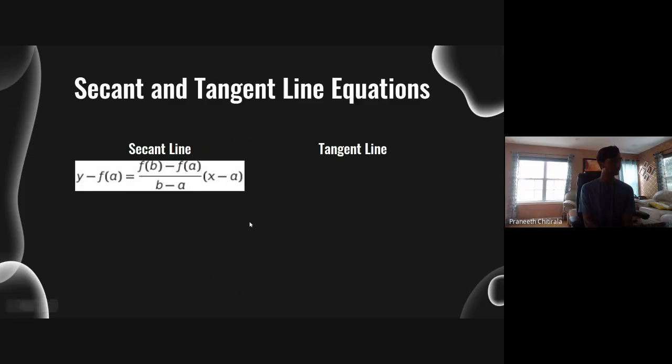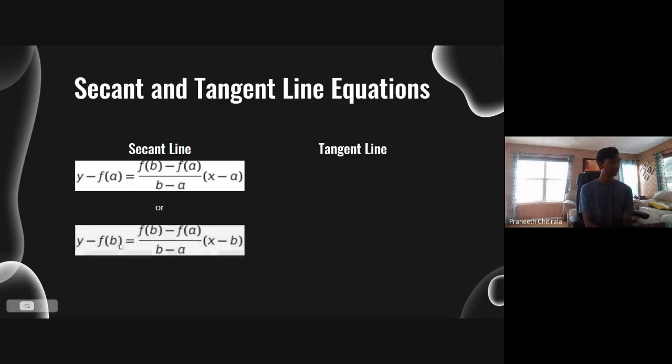And this is the equation for the secant line in point slope form. The y value we're going to think about is f of a, the x value is a, and the slope, of course, is f of b minus f of a over b minus a. This basically uses the point a, f of a, but you can also use the point b, f of b. So either of these points work, either of these equations work, and they are the same equation.